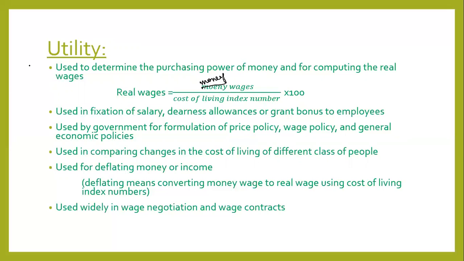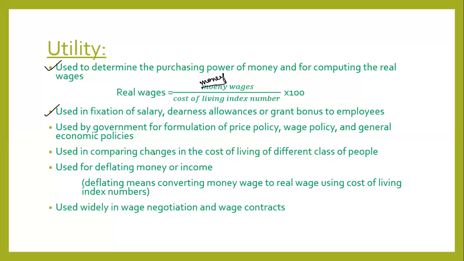Second one, used in fixation of salary, dearness allowance, or grant of bonus to employees. Now, if the government wants to fix a particular salary, or has to give a dearness allowance, be it to the workers or the employees working in their organization, or to give a bonus, this cost of living index or consumer price index is very helpful. It helps in fixing a particular price range for the employees.